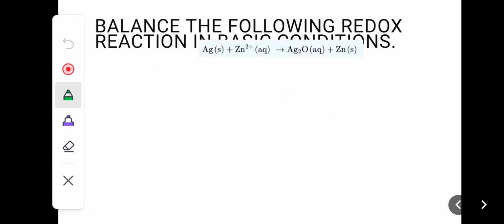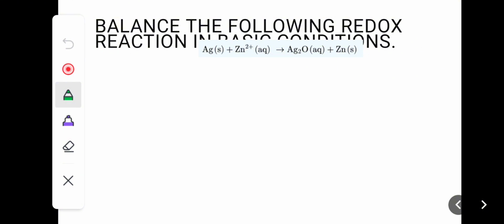So now let's follow these steps to answer this question that says, let us balance the following redox reactions in basic conditions. So we have silver mixing with zinc, and that makes silver oxide. And silver, Ag, what's Ag? Oh, silver is Au? Okay, whatever this is. And then it's reacting with zinc, and then it makes silver oxide plus the zinc now.